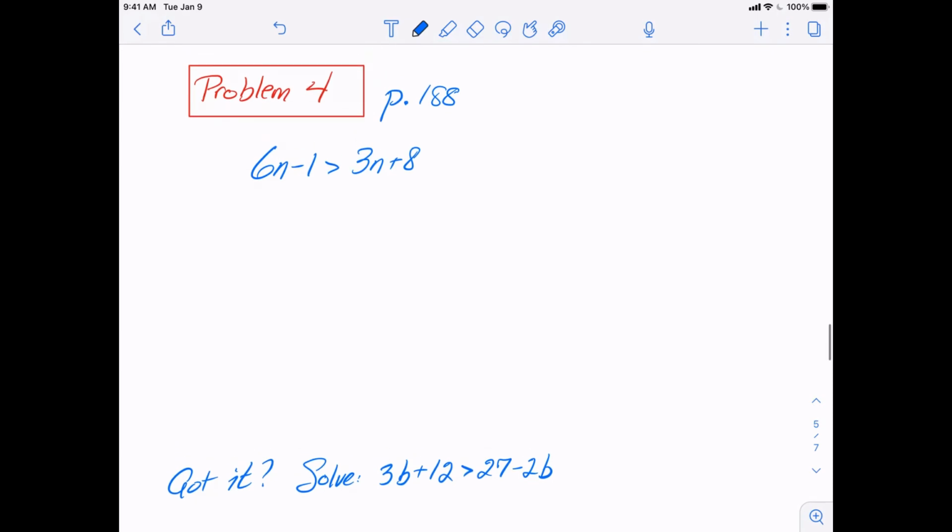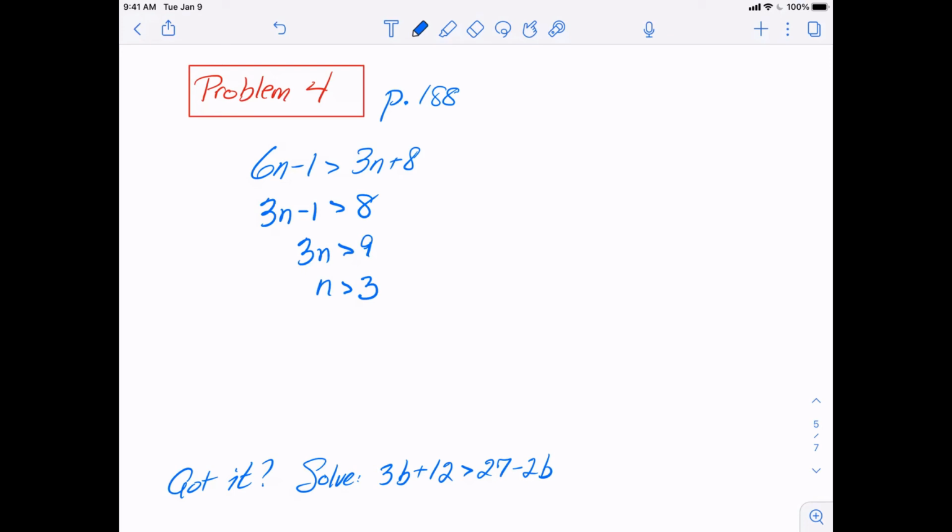Problem number 4 is an example of a problem that has variables on both sides, and it works pretty much the same way as equations do. 6n minus 1 is greater than 3n plus 8. We can subtract 3n from each side, and we would get 3n minus 1 is greater than 8. Add 1 to each side, and we get 3n is greater than 9. Divide each side by 3, we get n is greater than 3.